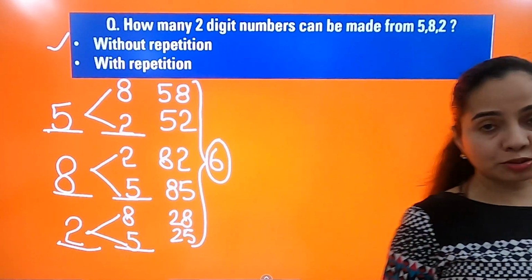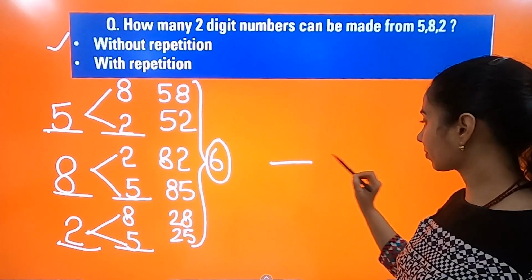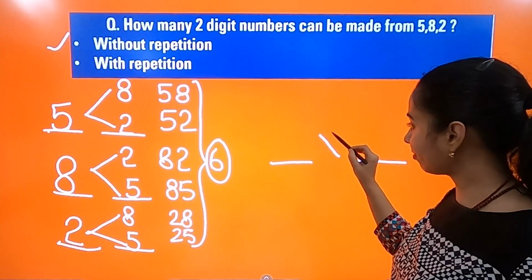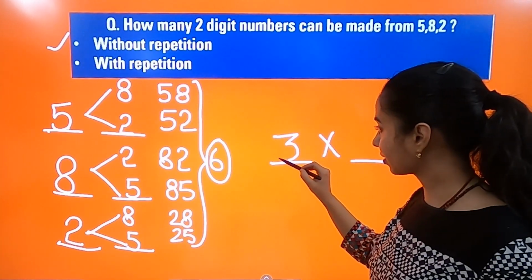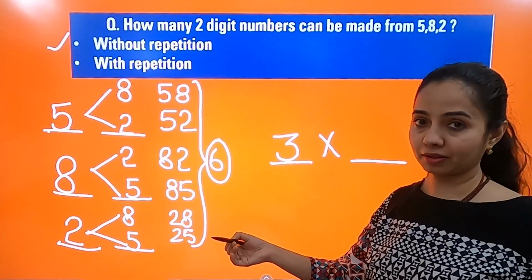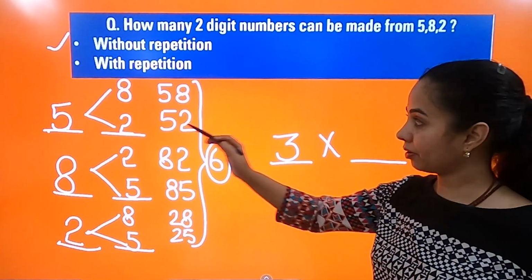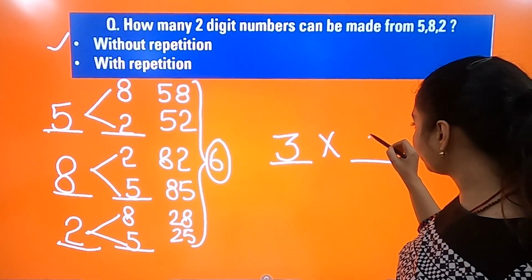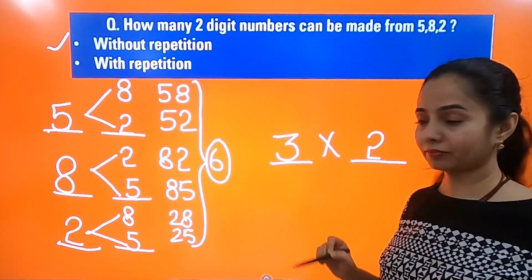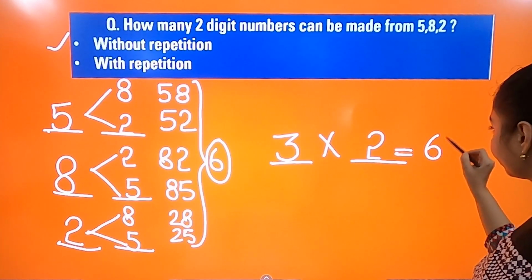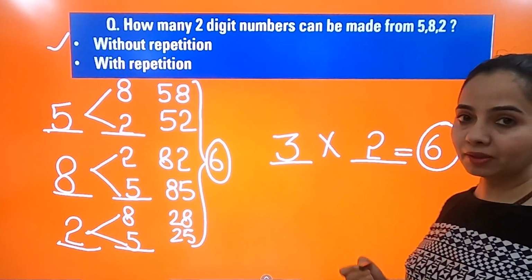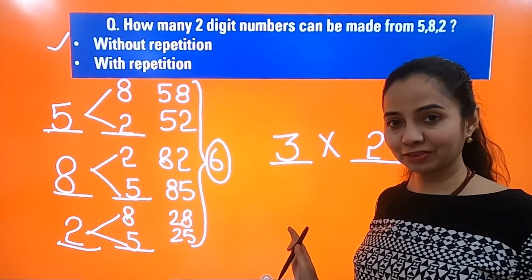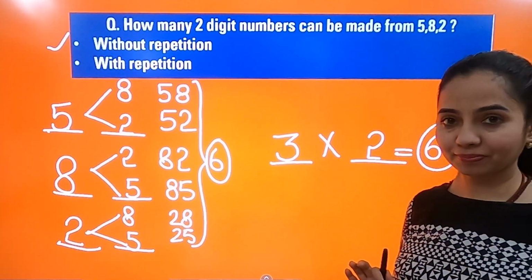Another way, which is the direct way, is the formula. We have 2 digits. So how many options do I have for the first place? As I have seen, I have 3 options. With every option, for the second place, I have 2 options again. So 3 will be multiplied by 2. The answer is 6. Do you know how this formula is working? We just have to see how many options I have for each place. Right? See, the answer is the same.